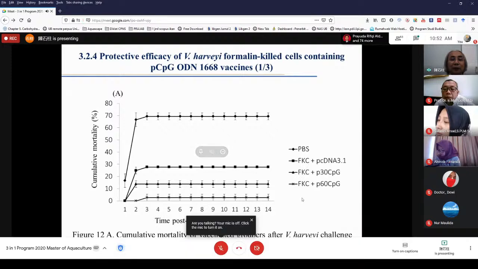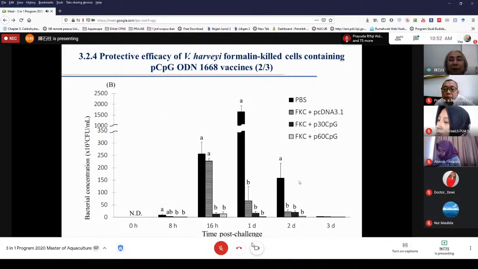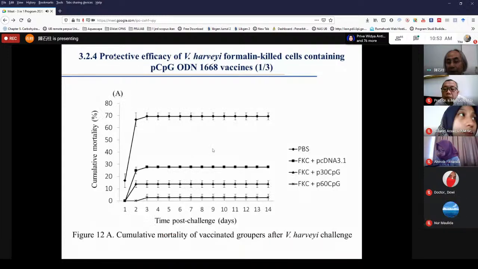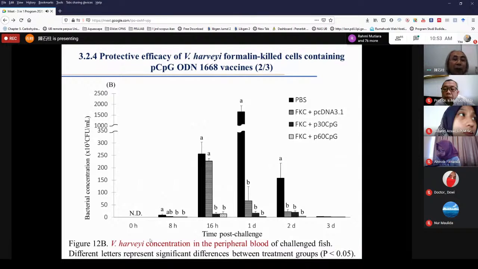So go to the table. Sorry, not table. So you can see here, again, previous here. So the 60 copy has a low mortality because the accumulated mortality is low. So it's a very good vaccine formulation.